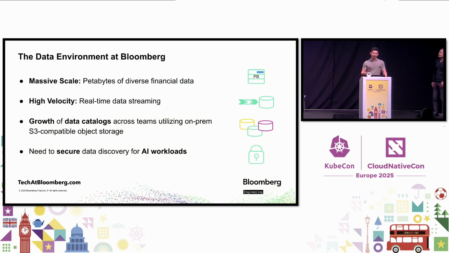And recently, there's been a growth of self-maintained data catalogs across teams, utilizing on-prem S3 compatible object storage solutions to facilitate their analytical workloads. And last but not least, there's a need to secure data discovery for AI workloads so that only authorized users and AI applications can get access to the data for specified use cases. So given these characteristics of our data environment, there was an opportunity to centralize our data analytics infrastructure with the goal of enabling our data owners to share data catalogs securely across many other teams.